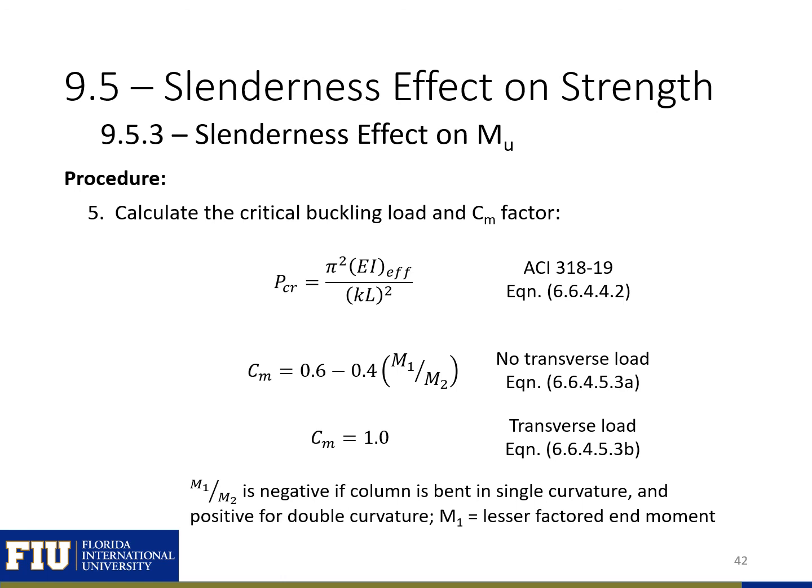Then using our EI effective and our KL, we can calculate our critical buckling load, and we can also find our Cm factor. So our critical buckling load is just equal to pi squared EI over KL squared. So we can calculate that, and then also find our Cm, which takes into account our different loading conditions. So if we have no transverse load, then we'll use this factor, and if we have a transverse load, then it's just equal to 1 for braced frames. And again, our M1 over M2 is negative if the column's bent in single curvature and positive for double curvature.